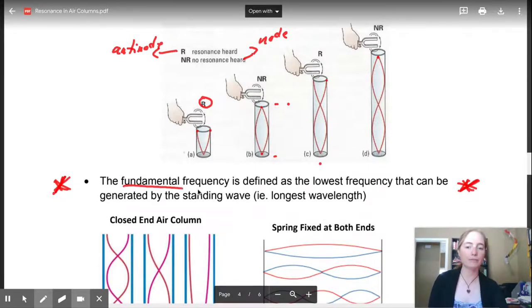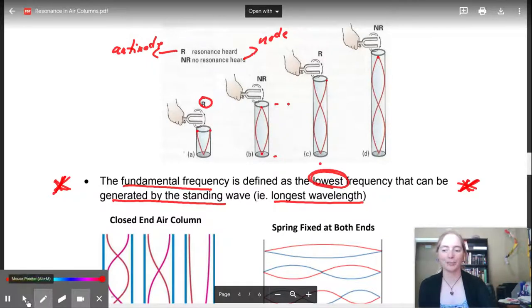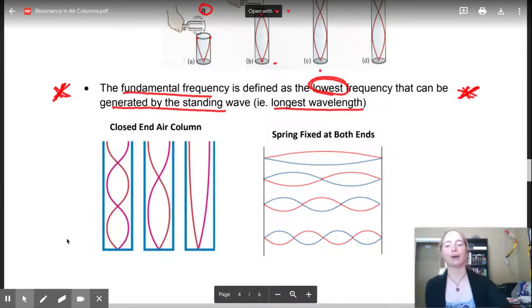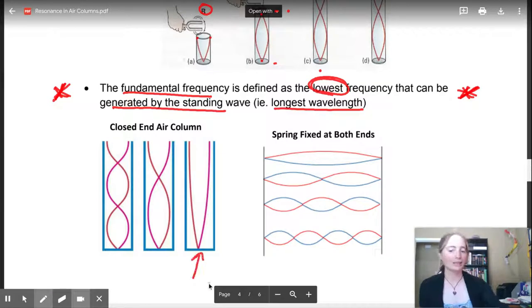So the fundamental frequency is the lowest frequency that you can guarantee to get a standing wave, okay? So the longest possible wavelength in which you can have resonance, okay? So let's look at this here. When we look at these three wavelengths here, this is the fundamental frequency, okay? Because look at this, this wavelength is longer than this one. This one's the longest wavelength. This one's getting shorter, this one's getting shorter. The frequency is getting higher as you go along.